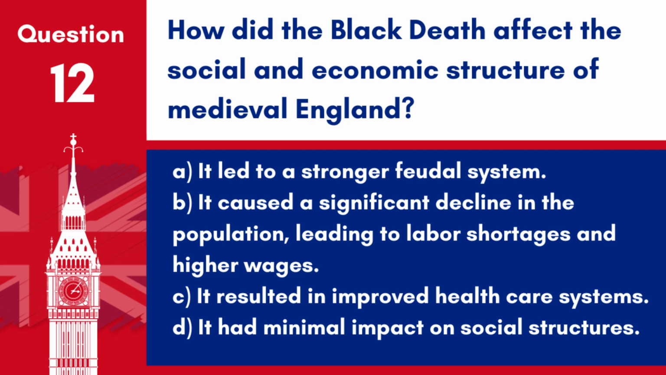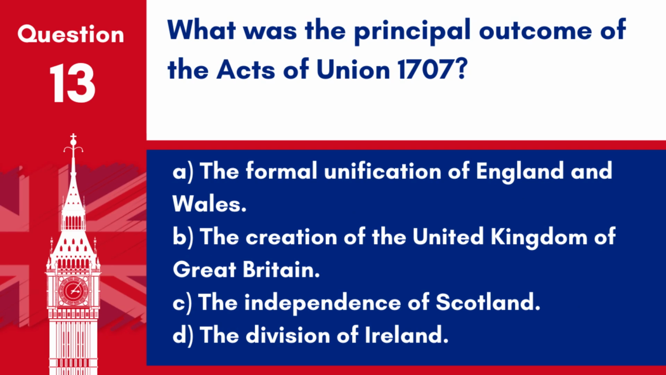Answer: B. It caused a significant decline in the population, leading to labour shortages and higher wages. The Black Death dramatically reduced the population, which altered the economic and social landscape by increasing the bargaining power of the peasantry. Question 13. What was the principal outcome of the Acts of Union 1707?